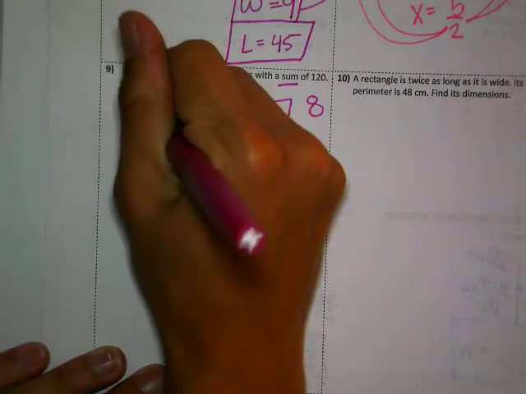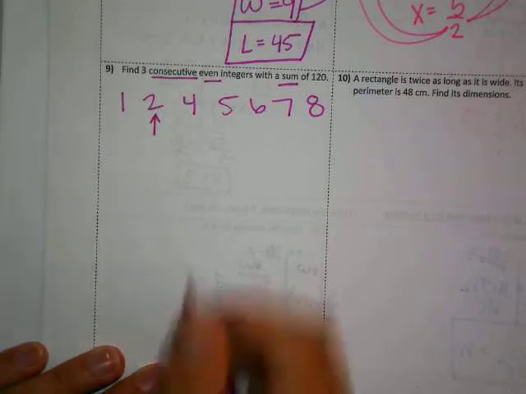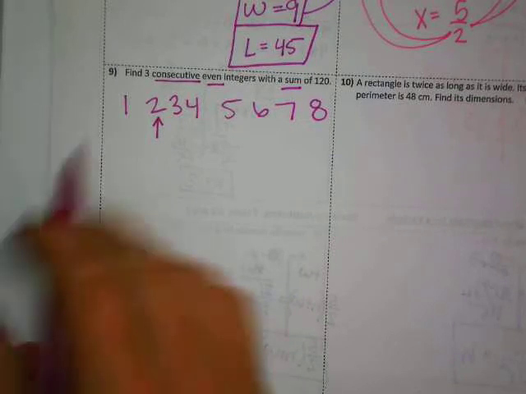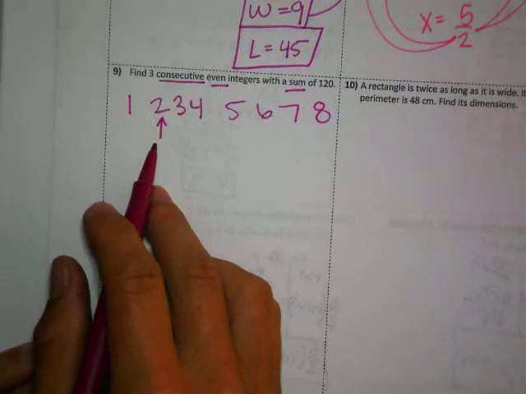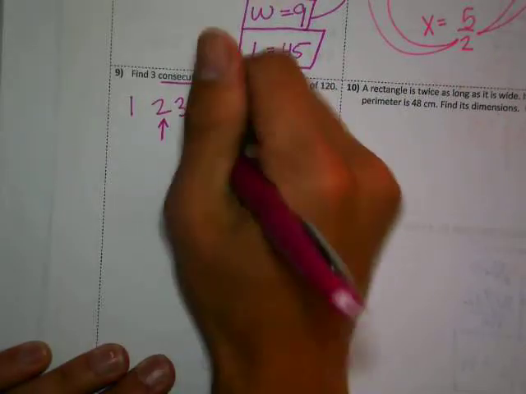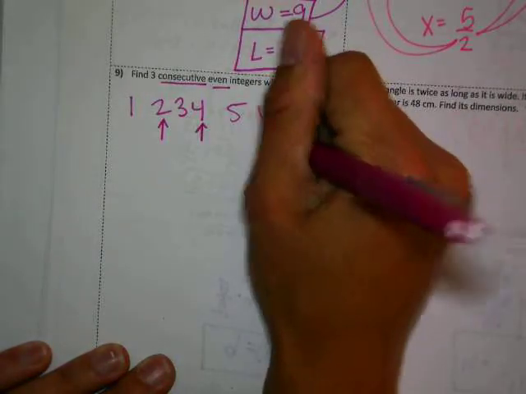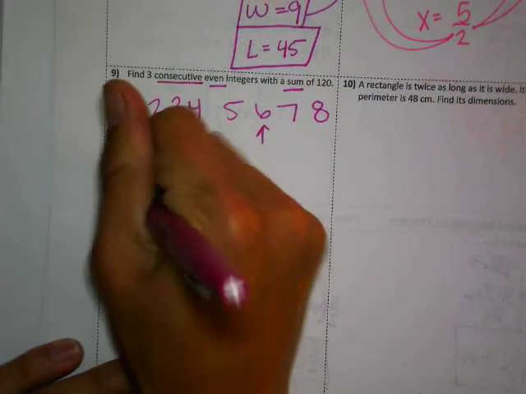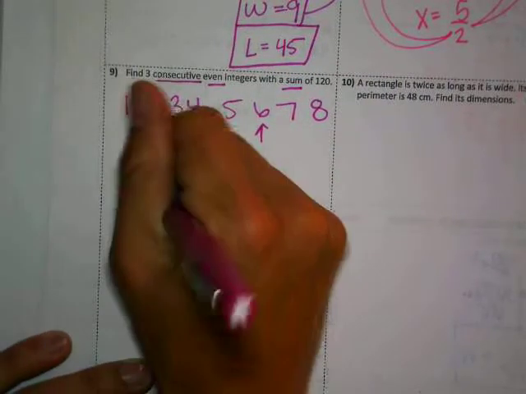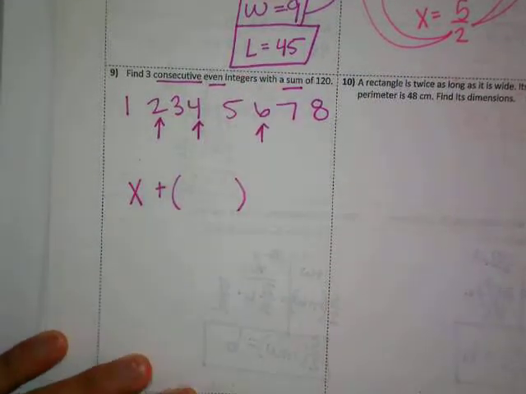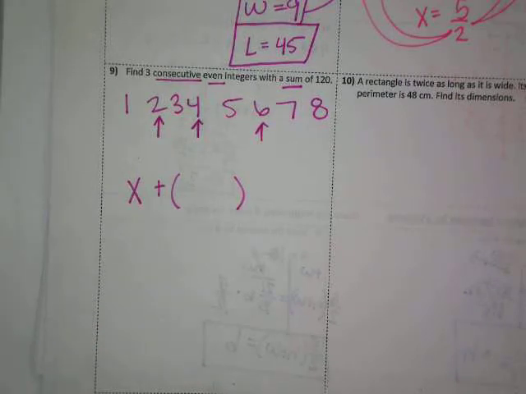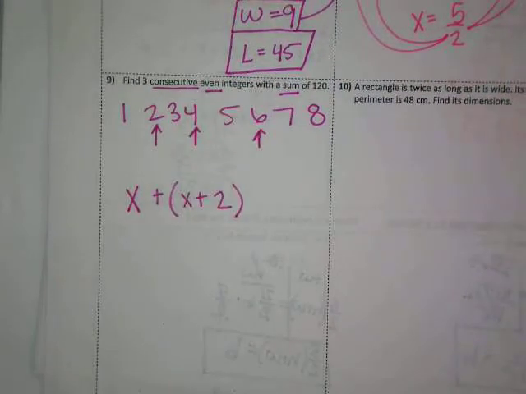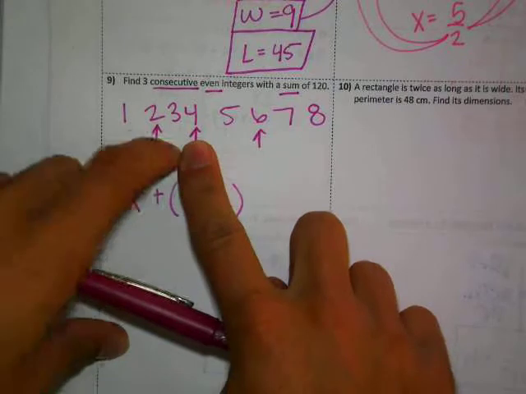All right, so let's say 2 is my first even number, right? What's the next consecutive even number? 4. Okay, what's the one after that? 6. Okay, but it could be any even number. So I'm going to say my first even number is going to be x. And I'm going to add that to my next even number. Well, my next even number is x plus 2. It's 2 more than the first even number, right? Because 4 is 2 more than 2.